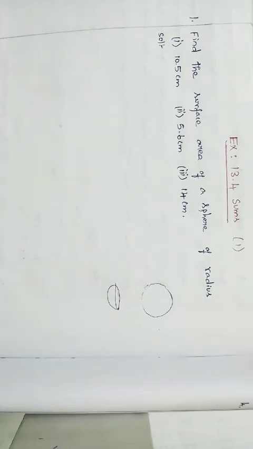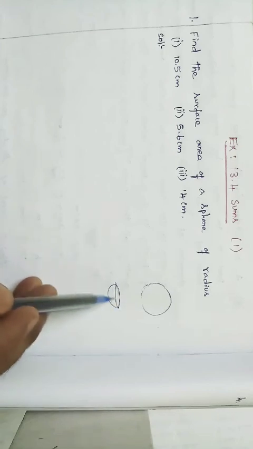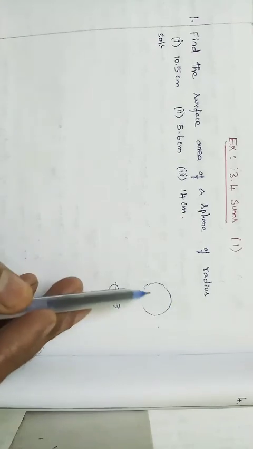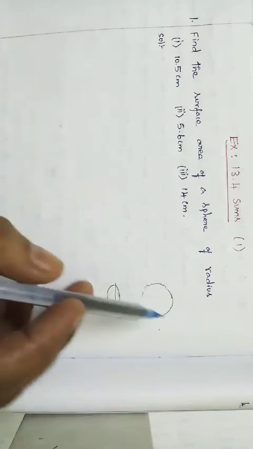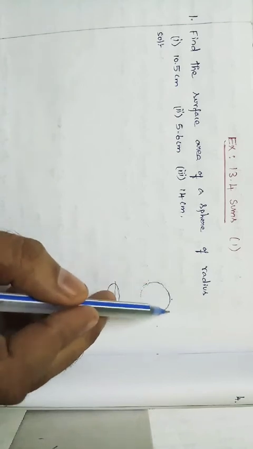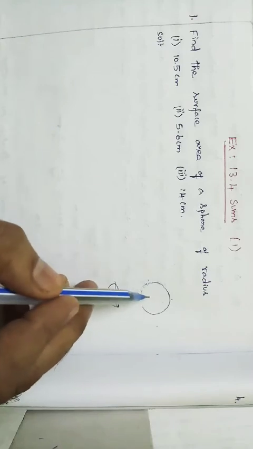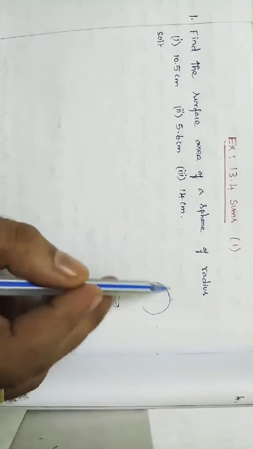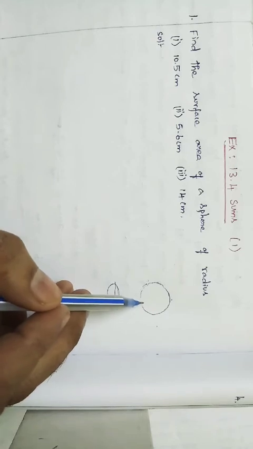Now we are going to see the surface area of a sphere and the surface area of a hemisphere. For a sphere, there is no curved surface area. Why? Because there is no top and no bottom for a sphere. We can't say this area is the top of the sphere or the bottom of the sphere. So there is no curved surface area of the sphere.